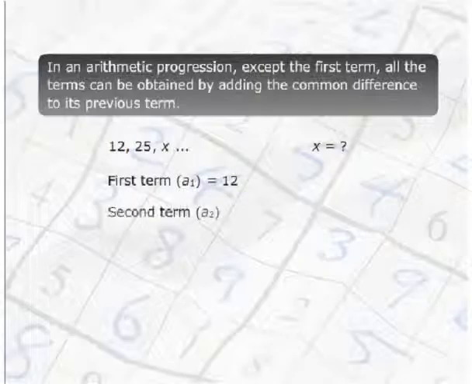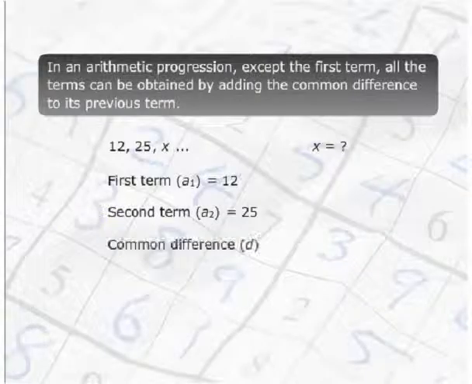Here is an AP, 12, 25, X, and so on. Now this X obviously is somewhere interfering with the beauty of this AP. So we need to find the value of X. So let's write down what is given to us. A1, the first term is 12. A2, the second term is 25. You know the first term. You know the second term.